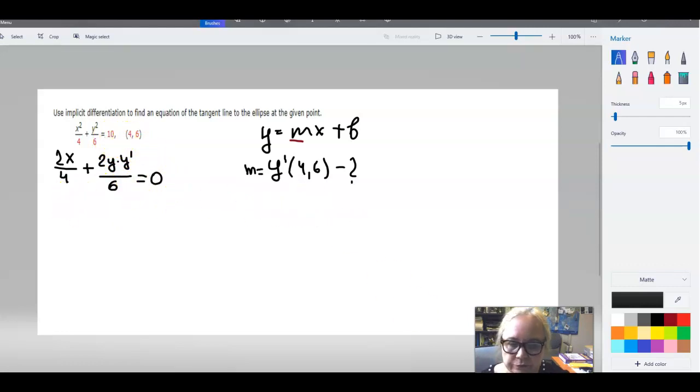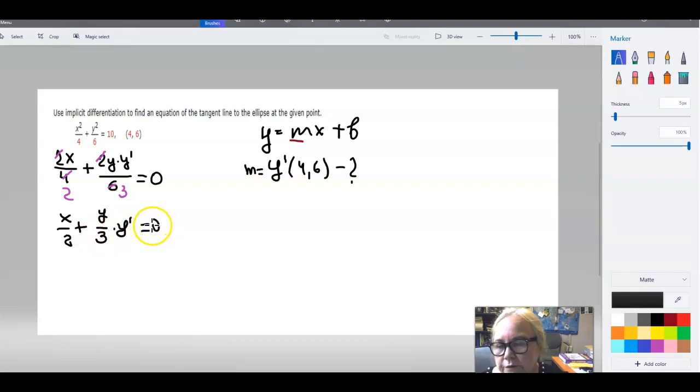So now we simplify a little bit. You can see we can reduce here and have 2, we can reduce here and get 3, and we can write this down as x over 2, plus y over 3 times y prime, because that's what we have.